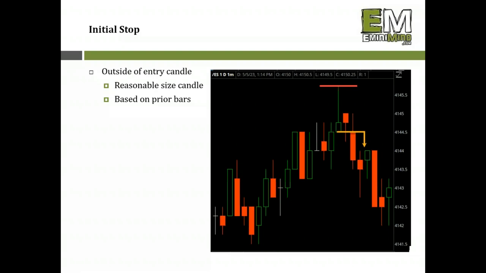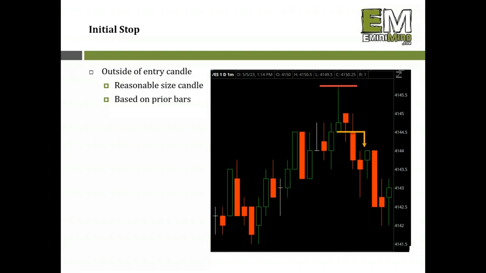And so when you get an inverted hammer on the second high of a double top, that's a really good place to look for a reversal. A hammer in an uptrend, an inverted hammer in a downtrend, those are two good places to look for trades.